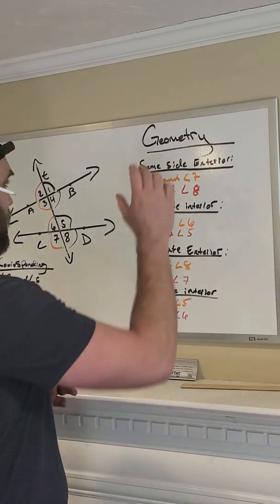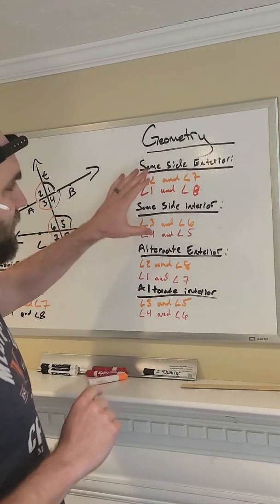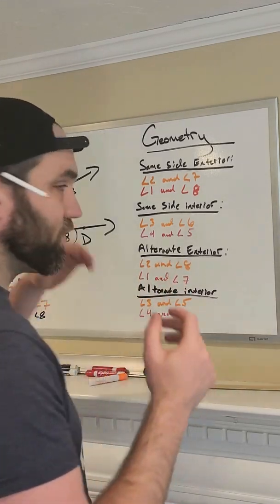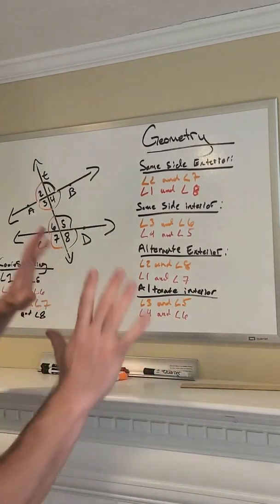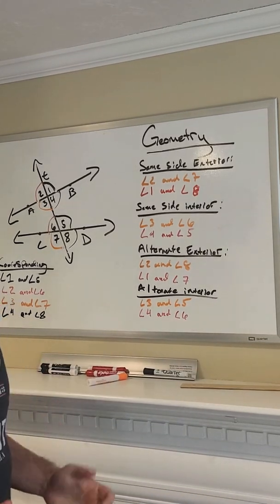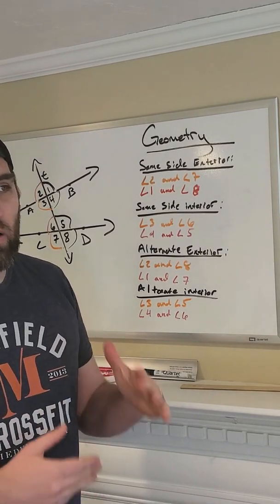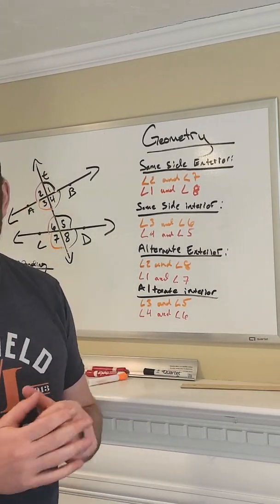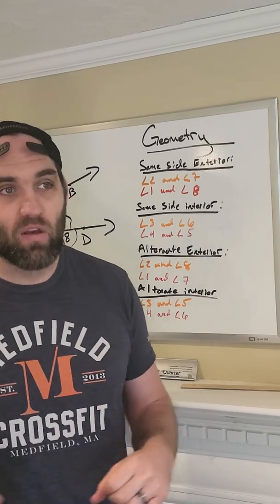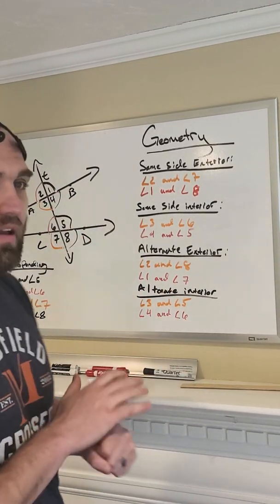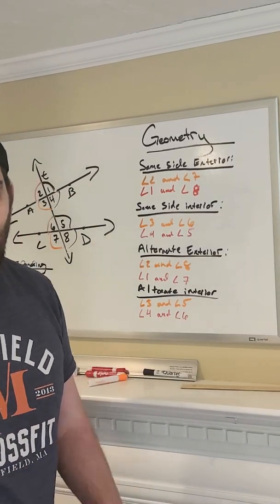So that's the basics of the transversal: same side interior, same side exterior, alternate interior, alternate exterior, and corresponding angles, where they lie on the transversal. Moving forward, in the next video that I do, we're going to talk about parallel lines, and we're going to see how that affects the angles and the angle relationships.